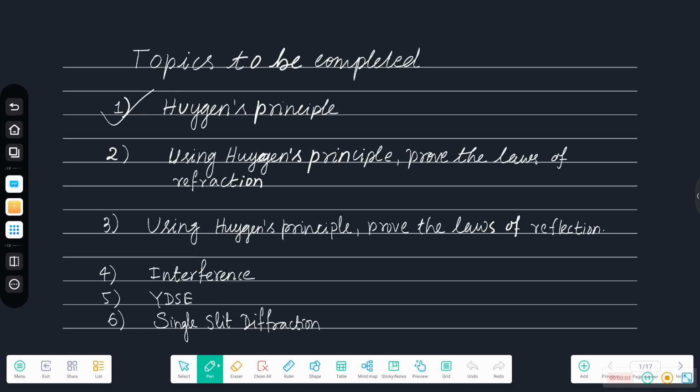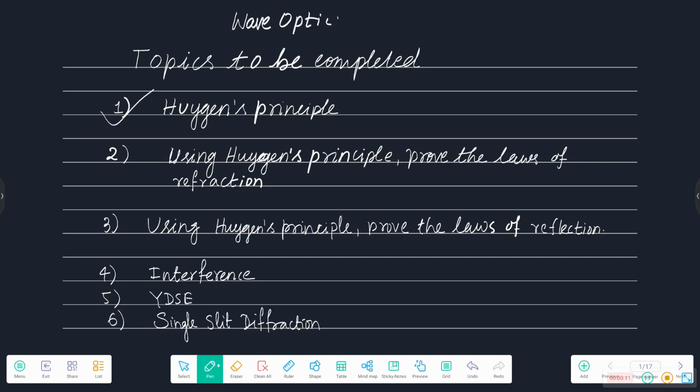So all of you listen here. We are talking about wave optics, chapter 10, NCERT book, wave optics, class 12. So you see the topics to be completed.